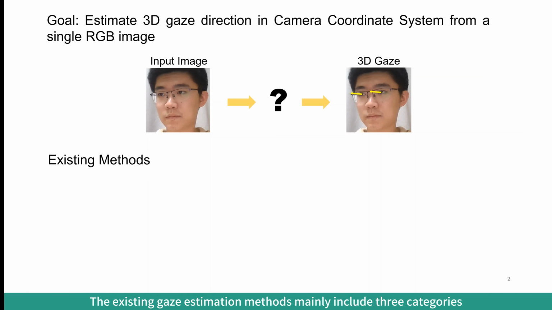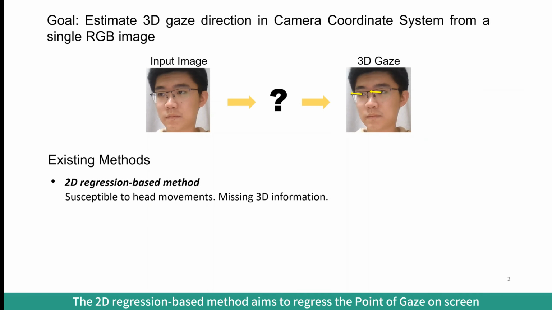The existing gaze estimation methods mainly include three categories. The 2D regression-based method aims to regress the point of gaze on screen. These methods are usually susceptible to head movements and missing 3D spatial information.